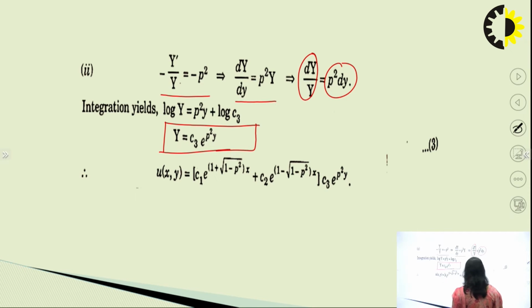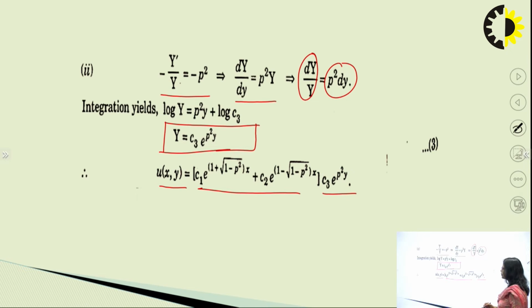So I'll be getting u as product of capital X and capital Y. So in this situation, no initial or boundary conditions were given. Hence, this is the complete solution which I am required to find.